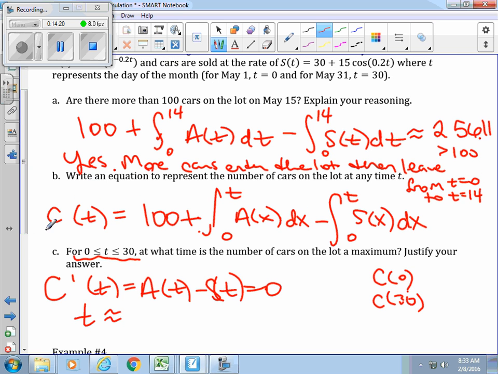Calculator skill. Once you get that value in your calculator, remember we are only looking for values between 0 and 30, right? So anything past 0 and 30, ignore. Once you get that value in your calculator, go to your home screen and type X and store it as A or something. Why would I want to do that?